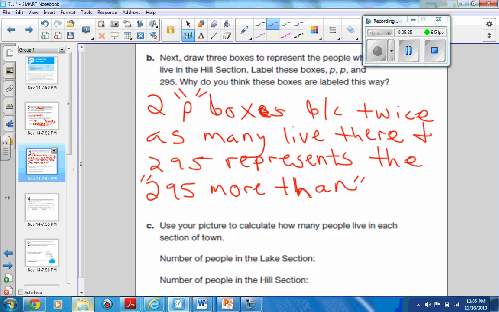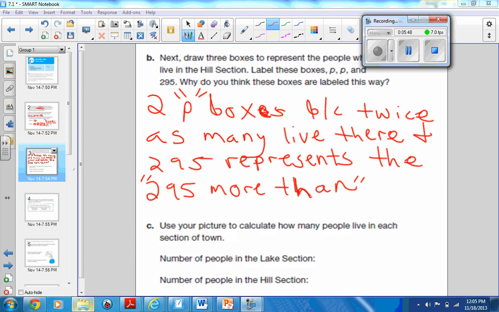But again, this might be out of your comfort zone. It's okay. Just try to think of some ways you could figure it out. Okay, so hopefully you've taken plenty of time to sit and try to figure out how many people could live in the lake section and how many people could live in the hill section. Well, if you do a lot of guessing and checking, that's probably the method you used.